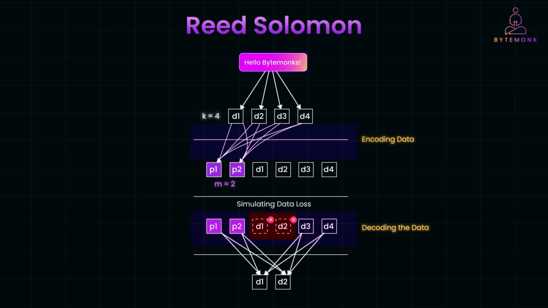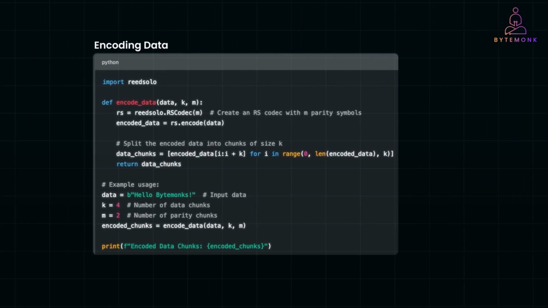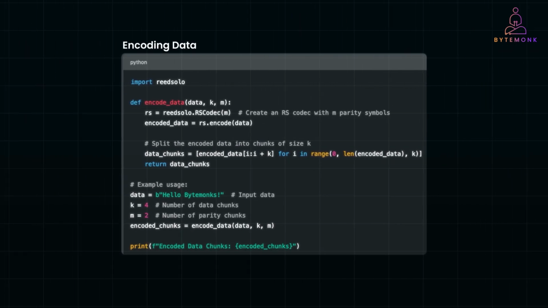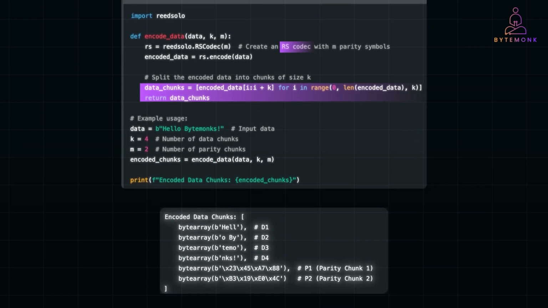So while encoding data, we split the input data into k data chunks and generate m parity chunks for redundancy. And here is the code. The step here takes the original data, splits it into k chunks, and generates m parity chunks. The rscodec object here handles the math behind Reed-Solomon coding. And then it splits the encoded data into chunks to simulate storage on different servers. And here is what you can expect when running the code. And as you can see, it has split the data into 6 chunks.